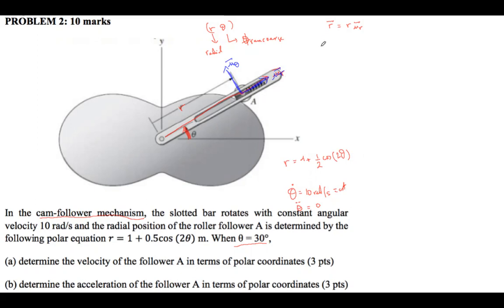If I derive, and we derived this in class, the velocity of A in polar coordinates will give you VR UR, a radial velocity, but also a transverse velocity, V theta U theta. What is VR? It's just R dot. What is V theta? It is R theta dot. So in other words, I'm asking you to calculate VR and V theta, and to calculate it when theta is equal to 30 degrees.